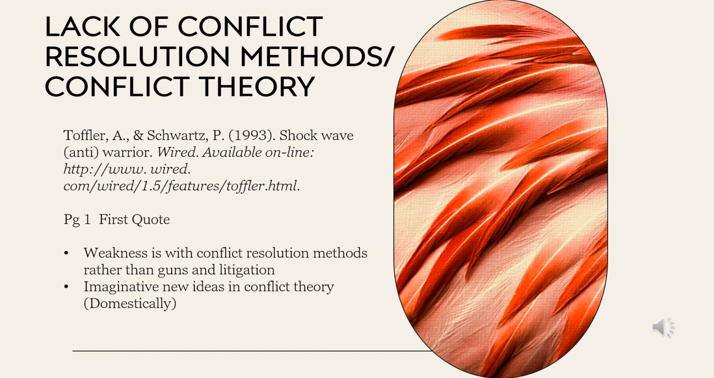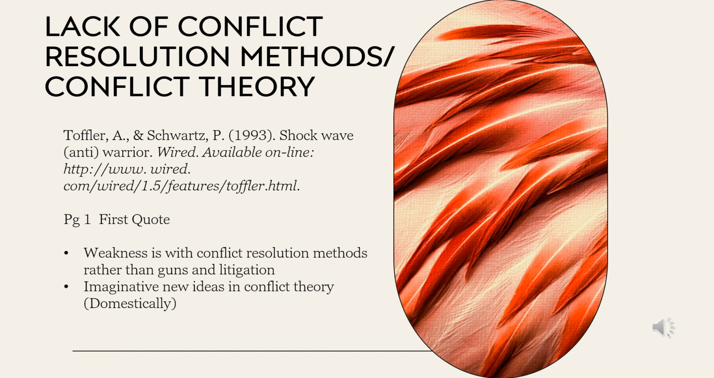All right, the last slide, lack of conflict resolution methods and conflict theory. So I chose the first quote on page 1 from Toffler and Schwartz, Shockwave, and it discusses how there is a weakness in resolution methods for conflict. There isn't anybody coming together to come up with a resolution for conflicts that continuously occur in conflict theory, and how everything ties together with conflict theory. It talks about weakness with the conflict resolution methods rather than guns and litigation. So there's more conflict in regards to that, and there's weakness in that compared to how the world views guns and lawsuits and litigation and all these types of stuff.